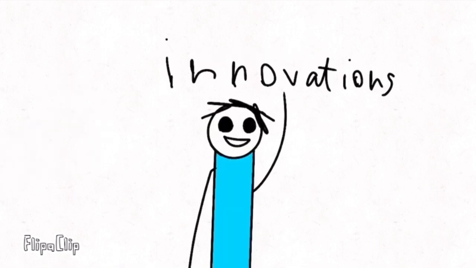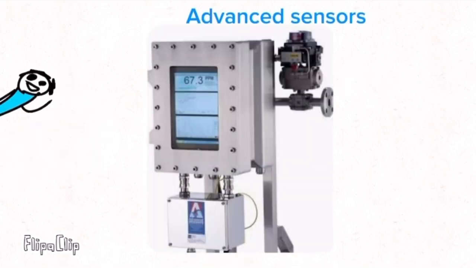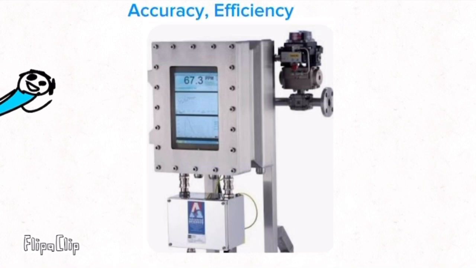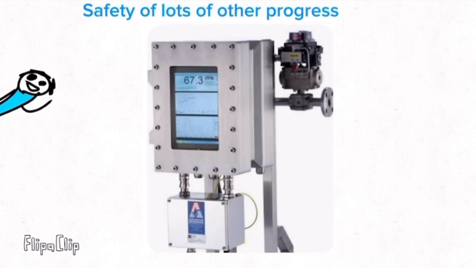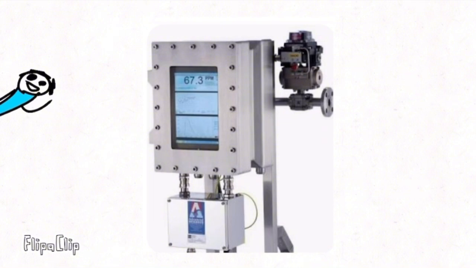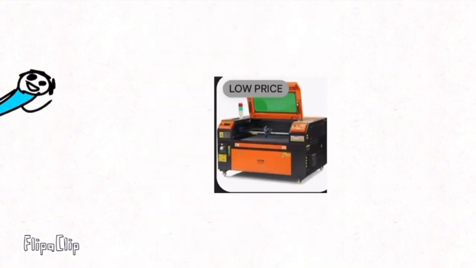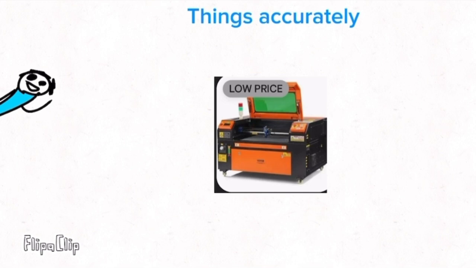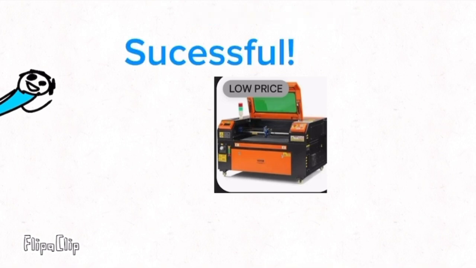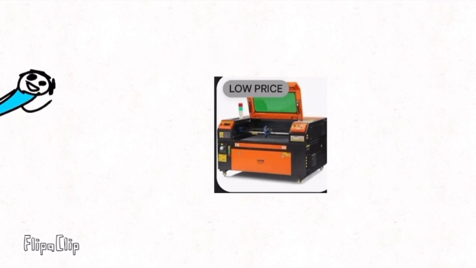Next are some innovations. First are advanced sensors. Scientists worked on this to improve the accuracy, efficiency, and safety of lots of other processes. So far, this work has been successful. Another innovation are laser cutters. Scientists invented this so they could cut things accurately, especially when working with fragile pieces. Right now, the work is successful because they help with less waste of materials.